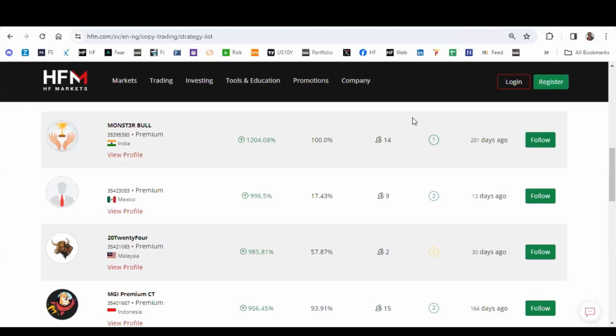Now, the link for this. How do you get the link for this? Like I mentioned, you can log into the HFM website, hfm.com. You can log into the website and then you can click on investing, and on investing you have copy trading. So that's how you can log in to get the link. You can get the link from that particular point.